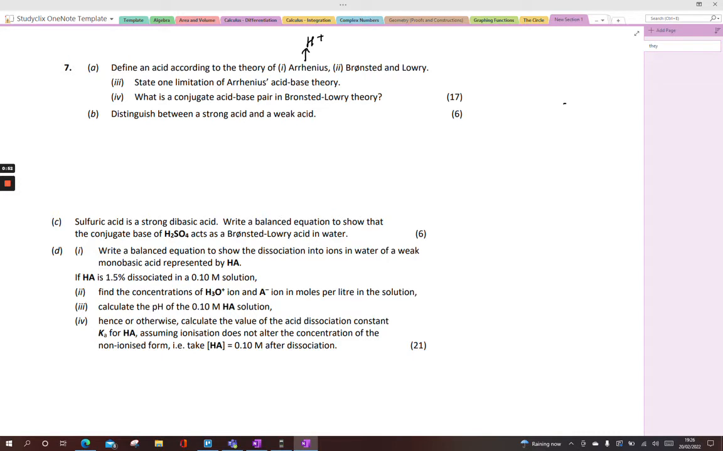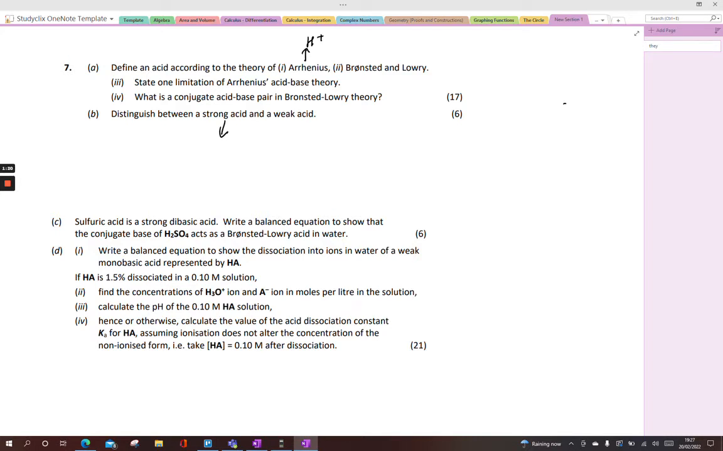What is a conjugate acid-base pair in the Bronsted-Lowry theory? A conjugate acid-base pair is an acid and a base that differ by the presence or absence of a proton. Or simply put, if you look at the marking scheme, it's an acid and a base that differ by a proton. Distinguish between a strong acid and a weak acid. Now it doesn't say whether we're going to be using Bronsted-Lowry's theory or Arrhenius' theory. So what I would do there is chat about both.